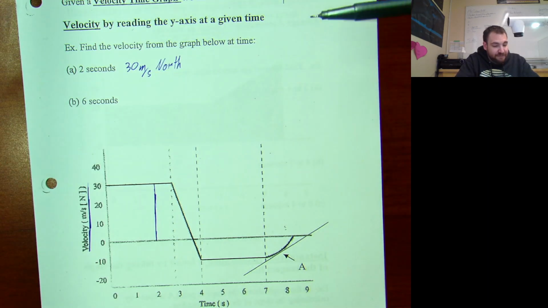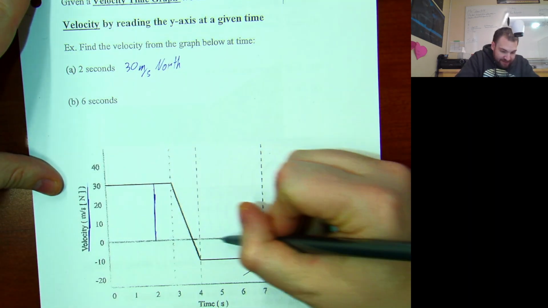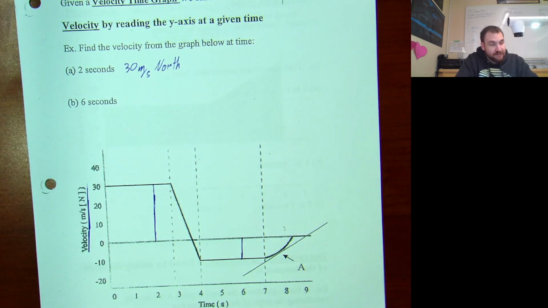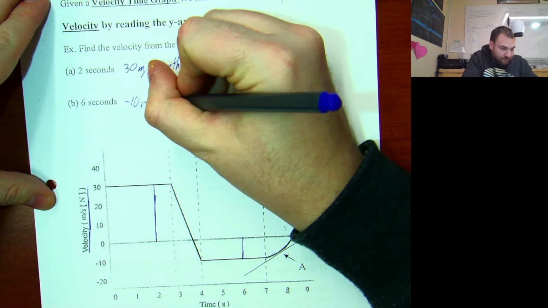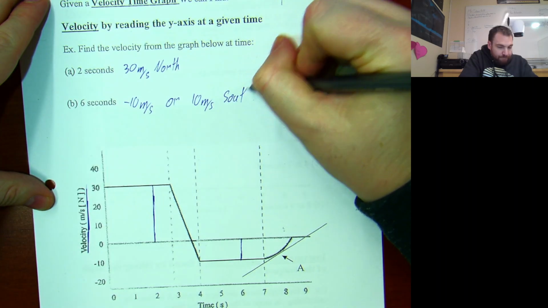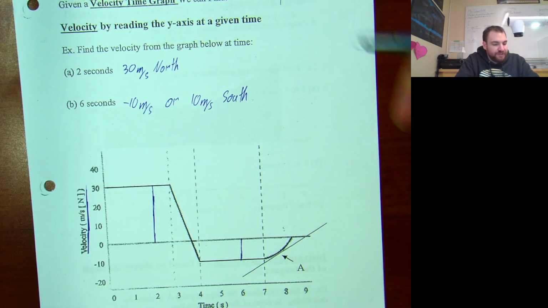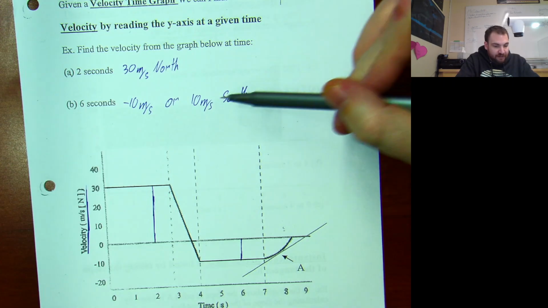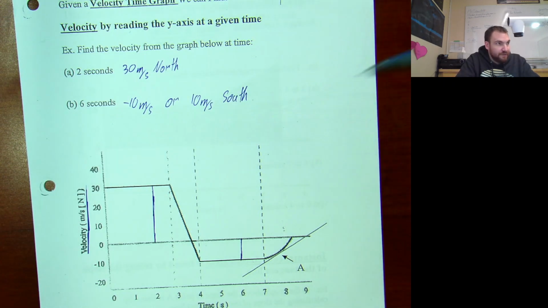At 6 seconds, how fast is our object moving? I just go along my time axis over here to 6 seconds. How fast is my object moving? Cool. Either we're going to quote that as negative 10 meters per second or 10 meters per second south. If this is going to get shoved into an equation, obviously you're going to want to use that negative, but talking about it with just words and language, we're able to look at this piece and talk about it as 10 meters per second south.